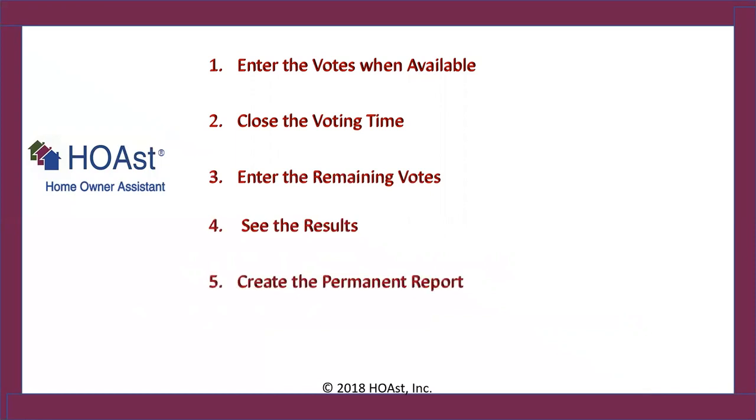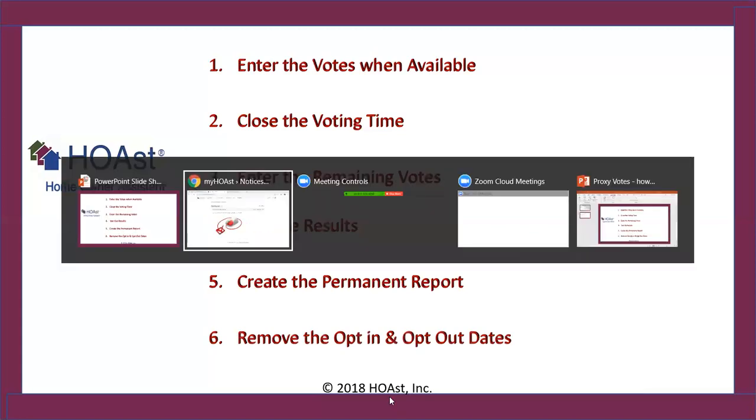Then you create the permanent report so that what you're looking at will not change with things like selling of property or removing a person's voting privilege. And then you remove the opt-in and opt-out dates. So let's see what this looks like in myHOAst.